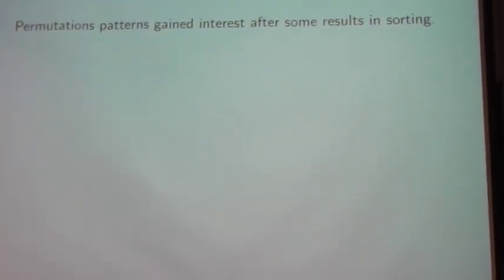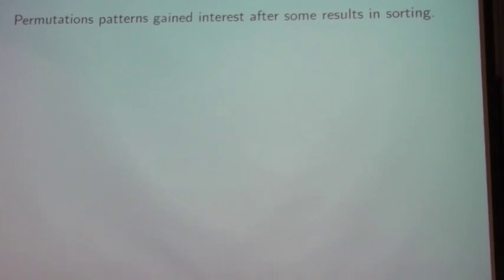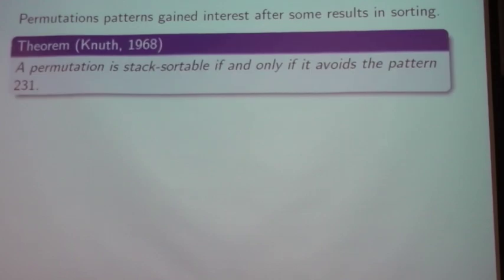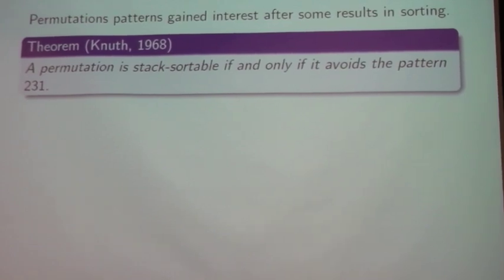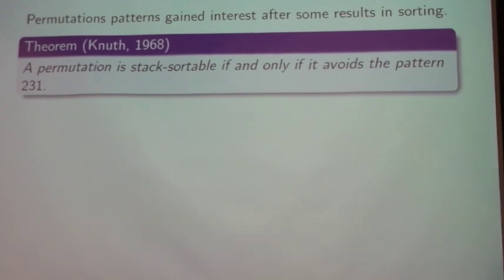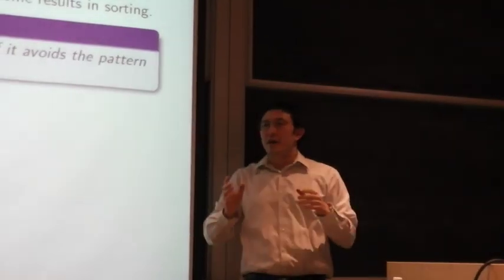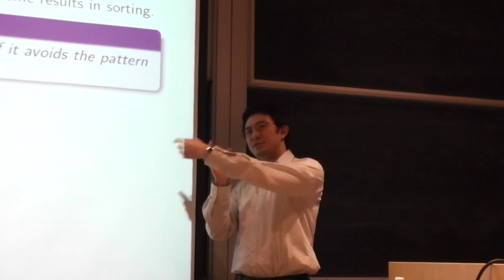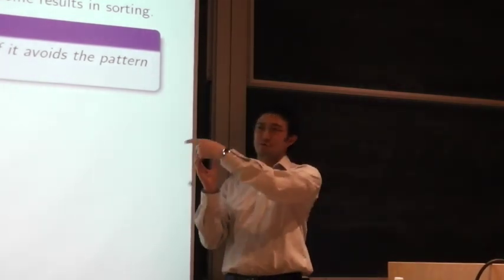Just some background. The area of permutation patterns gained interest after some early results in sorting. In particular, one of the main early results that generated interest was by Knuth, that a permutation is stack sortable if and only if it avoids the pattern 2, 3, 1. Stack sortable here means that you have a data structure called a stack, which is a first in, last out data structure. If you run a permutation through one stack just once, it's possible to sort that permutation if and only if it avoids the pattern 2, 3, 1.